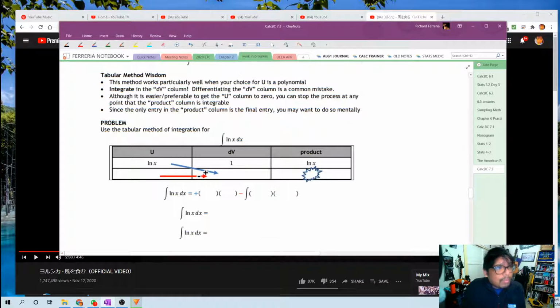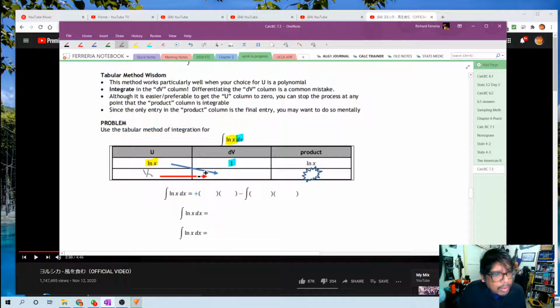Okay. Let's see. What do I have here? I've got a natural log of x, and that's the only factor I have. So that dx is going to naturally be my choice for dv. Since there's nothing here, we're going to use 1 for dv, and we're going to use natural log of x for u.